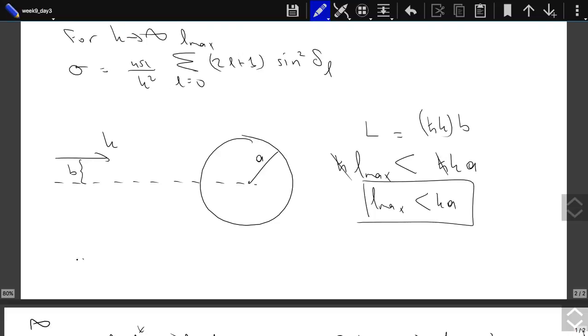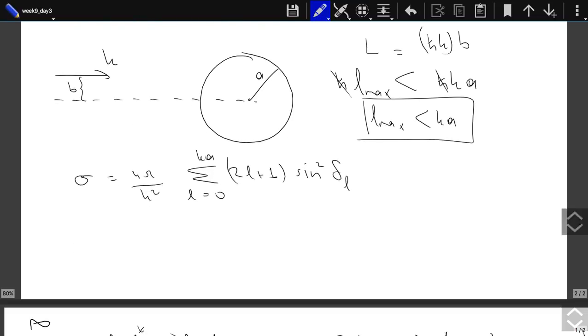So sigma just becomes 4 pi over k squared, sum over L from 0 to an integer a bit less than ka, of 2L plus 1 times sine squared delta L. Now you have seen that sine squared delta L is also oscillating. So we can basically approximate it by its average. If we just replace it by its average, which is just 1 over 2. Let me put the L max over here.